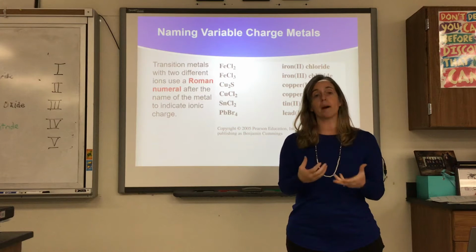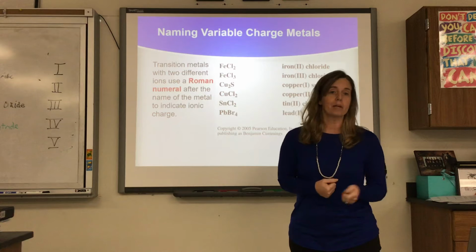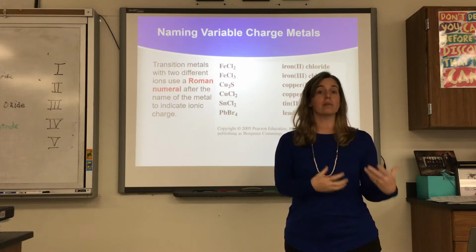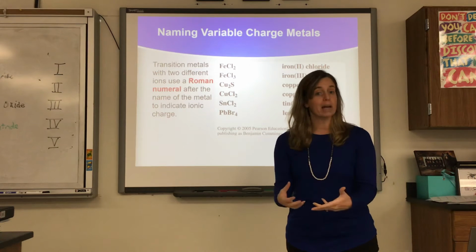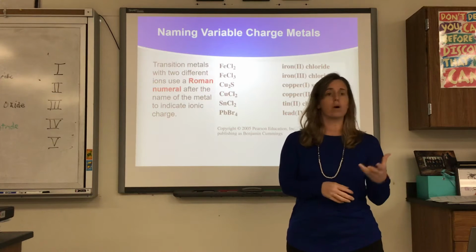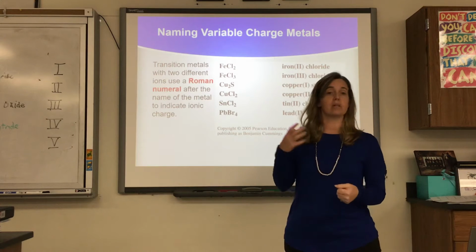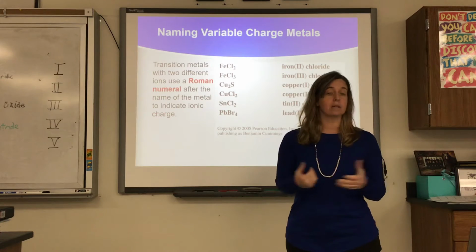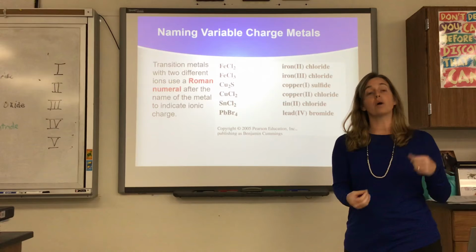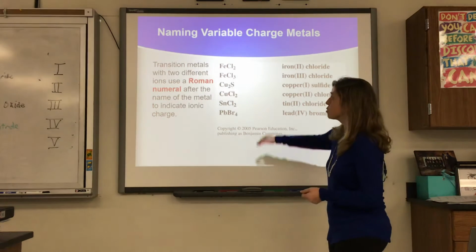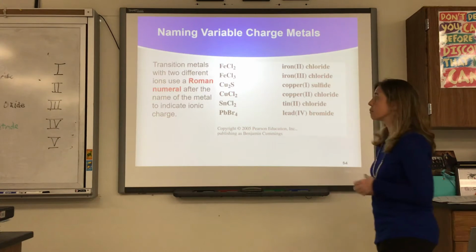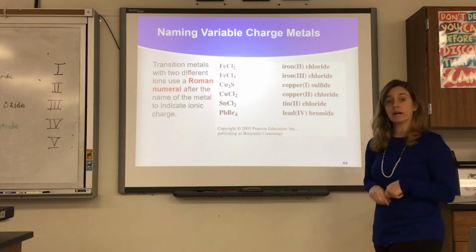Now, we're talking about metals, so we're talking about how many electrons are lost. With transition metals, they can alter the number of electrons that they give away. Therefore, their positive charge can change from +1 to +2 to +3 to +4, some even +5 or +6. The way that we represent that is by using what we call a Roman numeral. So transition metals with two different ions use a Roman numeral after the name of the metal to indicate what the ionic charge is.